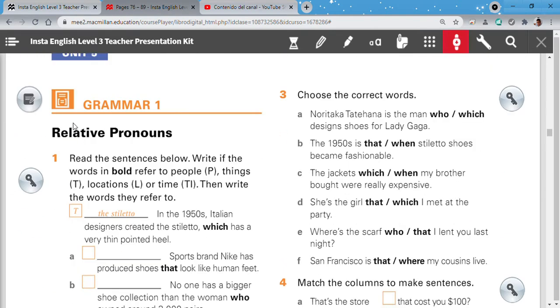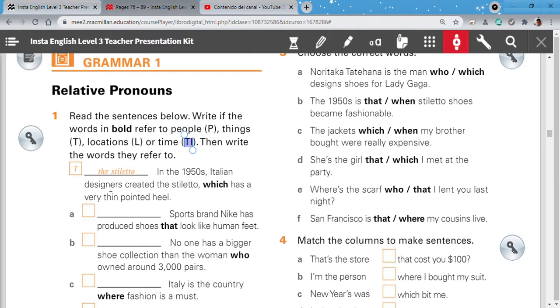So, in this grammar number 1, we're going to talk about relative pronouns. It's a very easy activity, so just pay attention and everything is going to be clear. Read the sentences below. Write the words in bold. What is in bold, teacher? Negrita, okay? Refers to people. If that is for people, you write letter P. Things, letter T. Locations, letter L. Or time, TI. Then write the words they refer to. For example, number 1. There is an example, and say letter T. Letter T is for things, no?